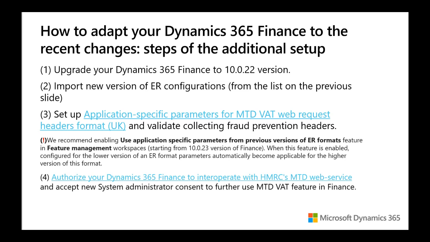Thus, after you upgrade to 10.0.23, I recommend to go to Feature management, find the feature Use application-specific parameters from previous version of electronic reporting formats, and enable it. This feature will be working for all the reports having application-specific parameters in all your legal entities throughout your system.